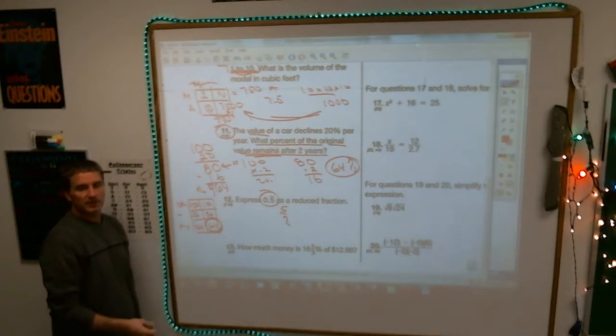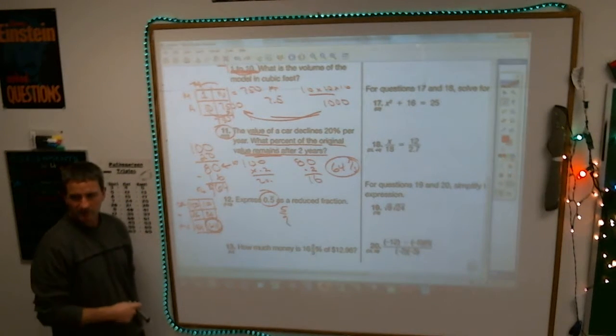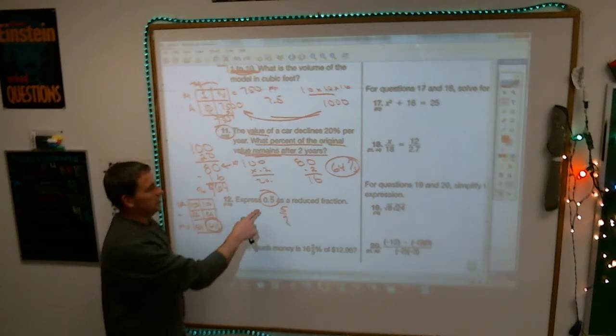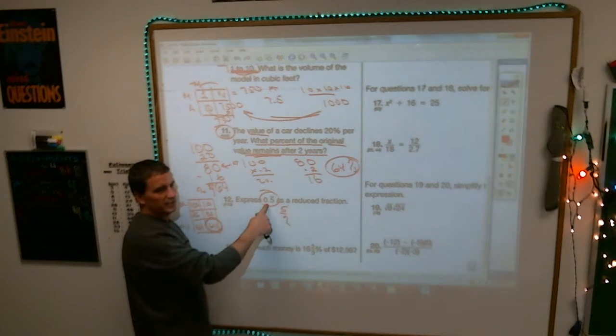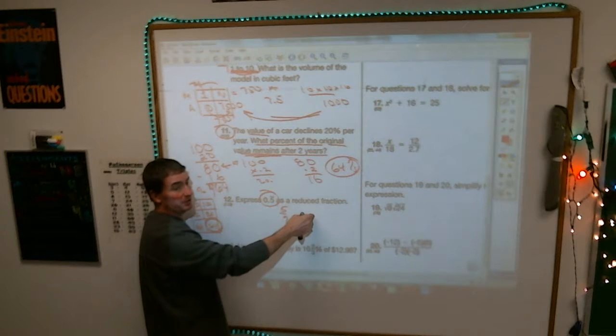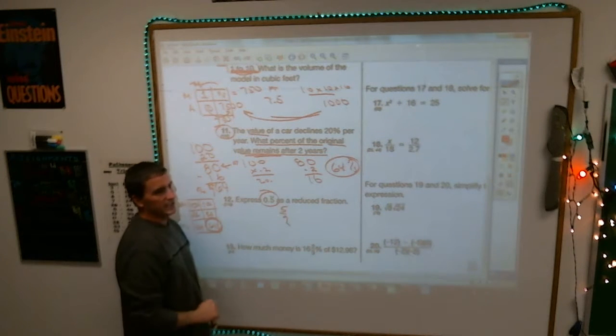Oh, you could do it. I guess you can still do it the repeating fraction way, right? You should know any of those. 0.1 repeater is 1/9. 0.2 repeater is 2/9. 0.3 repeater is 3/9 or a third. Blah blah blah.